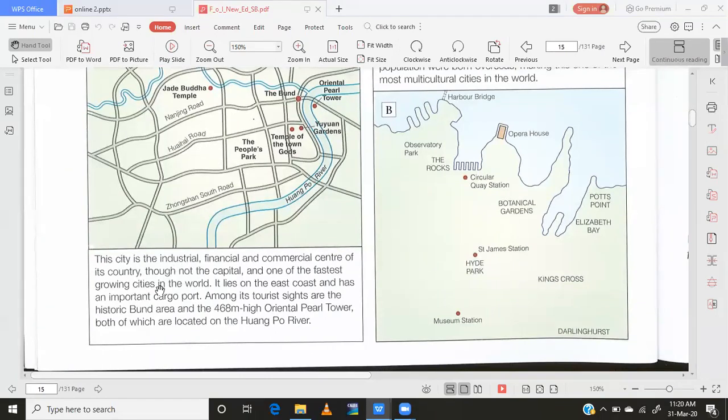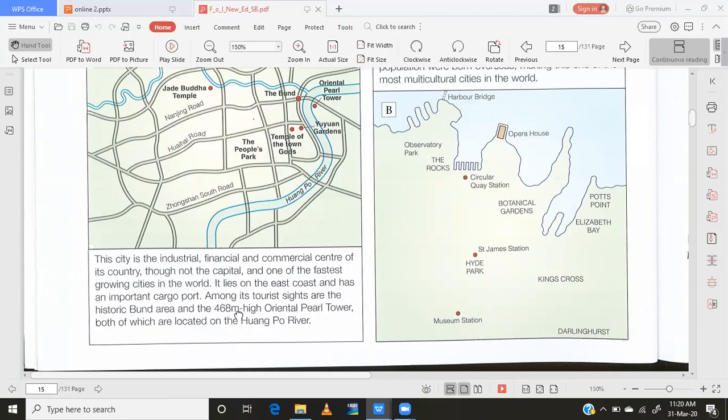Paragraph A. This city is the industrial, financial, and commercial center of its country, though not the capital, and one of the fastest growing cities in the world. It lies on the east coast and has an important cargo port. Among its tourist sites are the historic Bond area and the 468-meter high Oriental Pearl Tower, both of which are located on the Huangpu River.